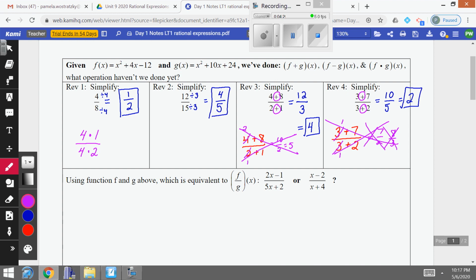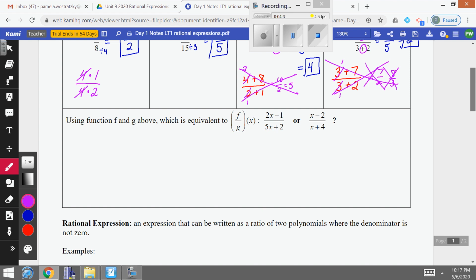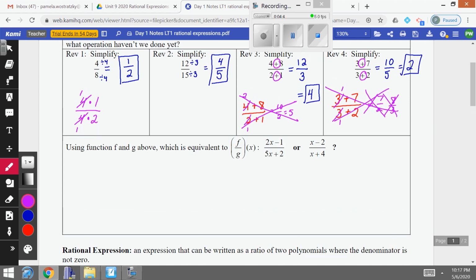4 times 1 and 4 times 2. If I write that in factored form, that common factor can now reduce. That would give us 1 over 1, and that would reduce to 1/2. Here, if I rewrote 12 as 3 times 4 and rewrite 15 as 3 times 5, again, if it has a common factor, factor means that you are multiplying.